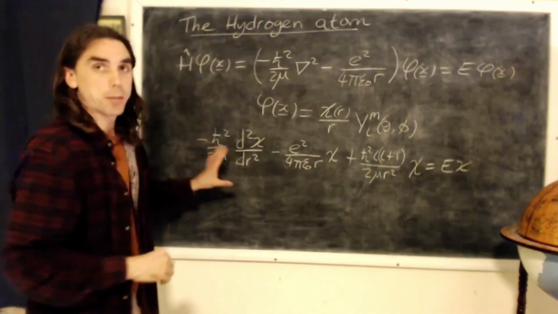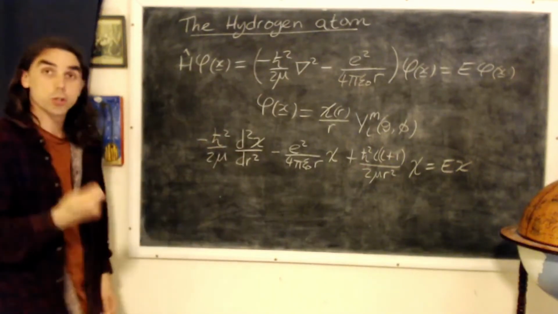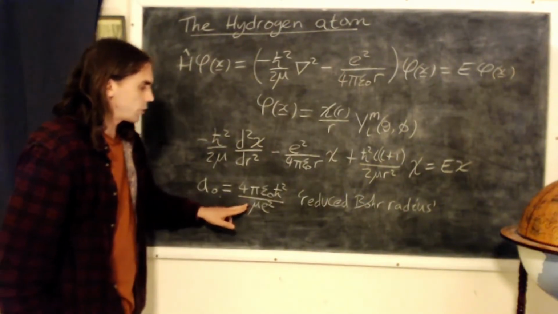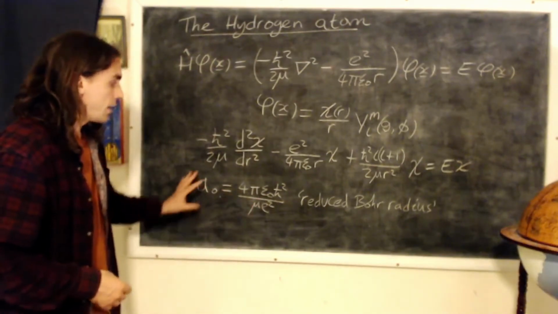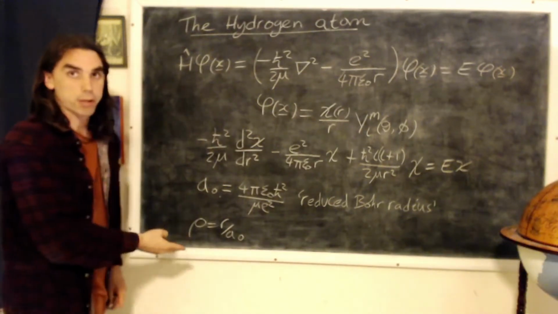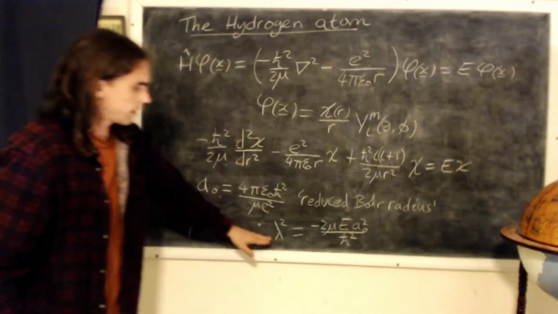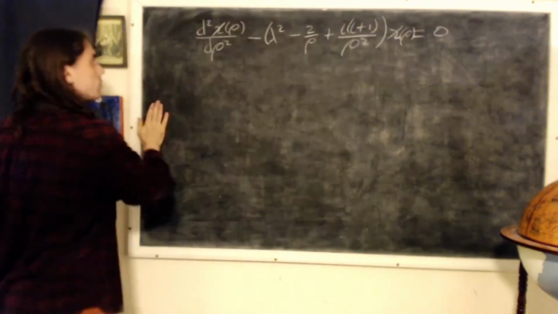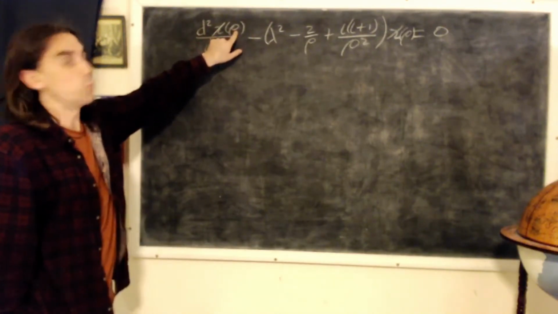We can simplify a little bit by defining some new constants. So we can define the Bohr radius, or rather the reduced Bohr radius. If this mu were the mass of the electron, this would be the Bohr radius. It's a length scale appropriate for the system. And using this, we can define a dimensionless radius, rho equals r over a naught, and a dimensionless energy scale, given here. If we substitute these back into the equation, we get the following, where I've slightly redefined chi so that it's now just a function of rho.